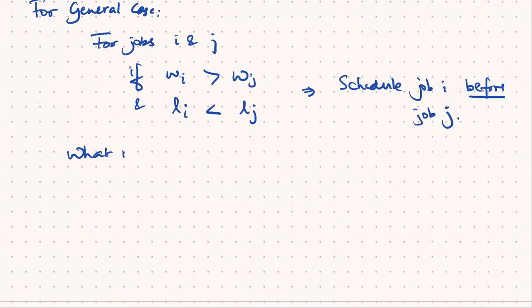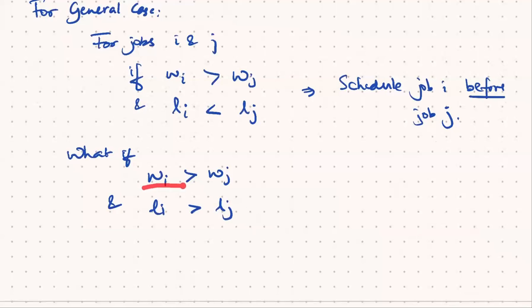this can happen. What if we have weight of i being greater than weight of j and the length of i also being greater than length of j? Or the other possibility, Wi is less than Wj and Li is less than Lj. What happens in these scenarios? What do we do here?